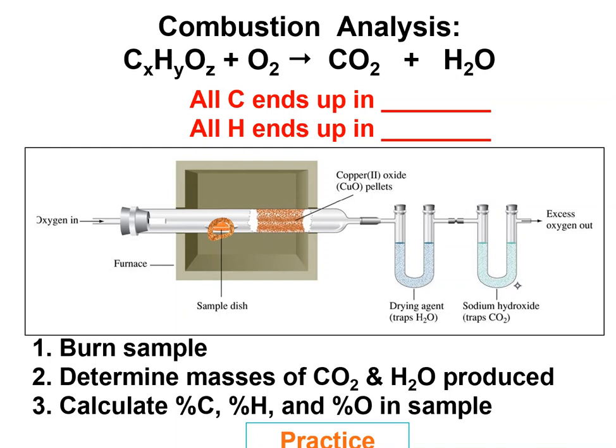Same thing with this tube. This one has sodium hydroxide, which traps the carbon dioxide. So you weigh this before and after you do the combustion. So you'll start by getting a mass for the water and the carbon dioxide, and you'll calculate your percents of the elements in the compound.